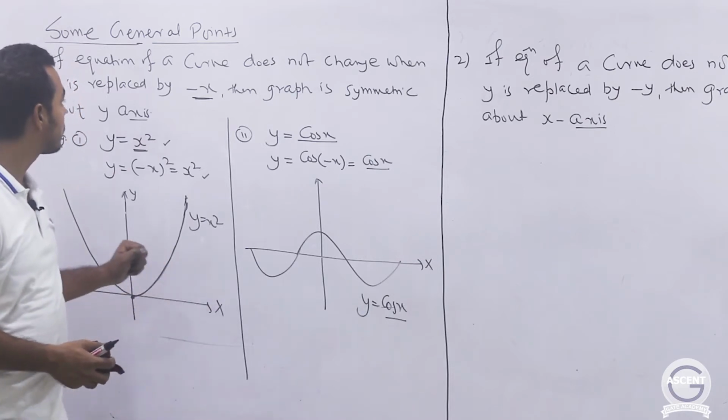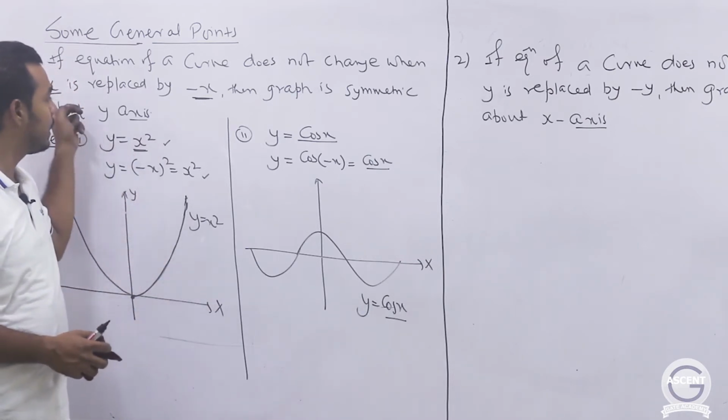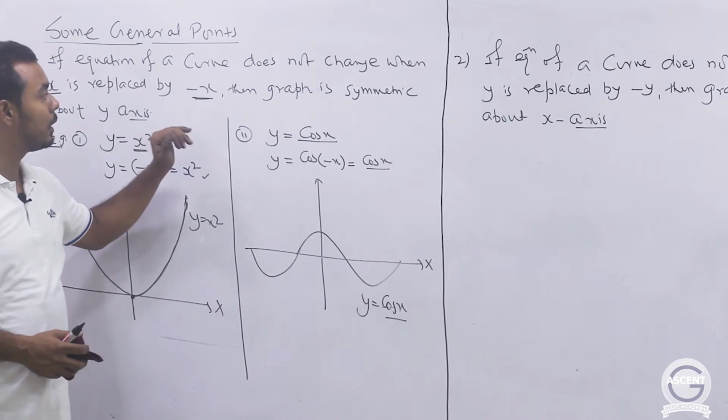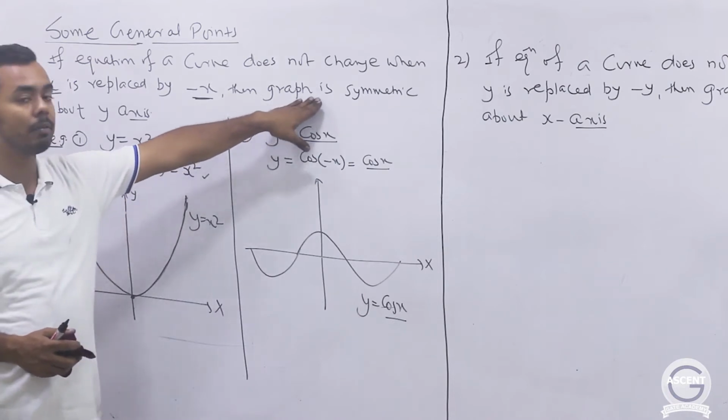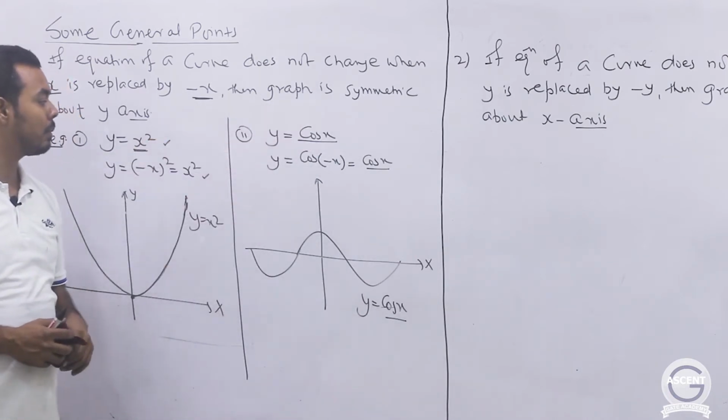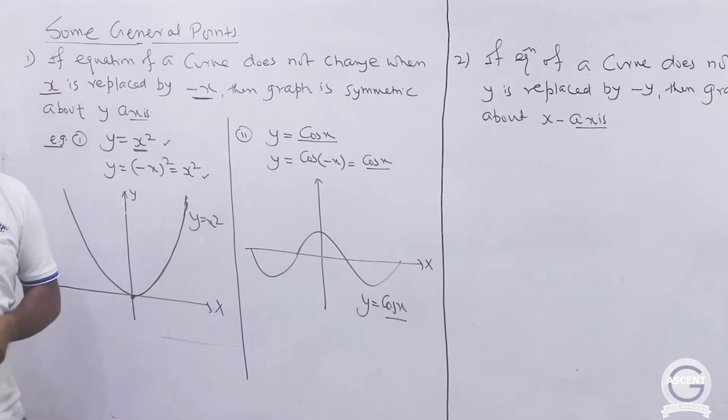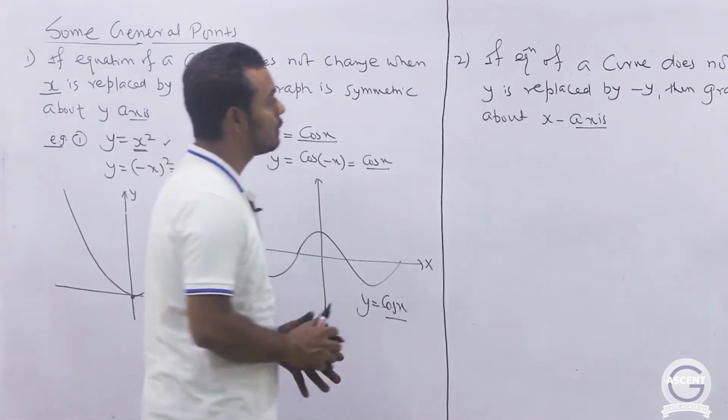So this was the first point. In any curve, if you replace x by minus x and there is no change in the equation of the curve, then the graph of that curve must always be symmetric about y-axis. So this is the first point.